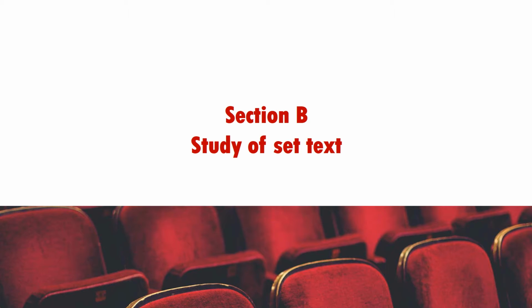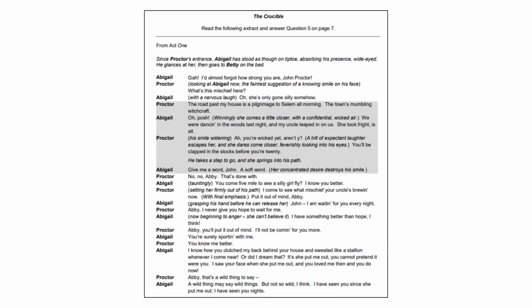Today we're looking at section B of the GCSE drama exam, and that is the study of set text. At the beginning of section B you will find a printed extract, and you will be expected to read this extract before you attempt to answer any of the questions in section B.